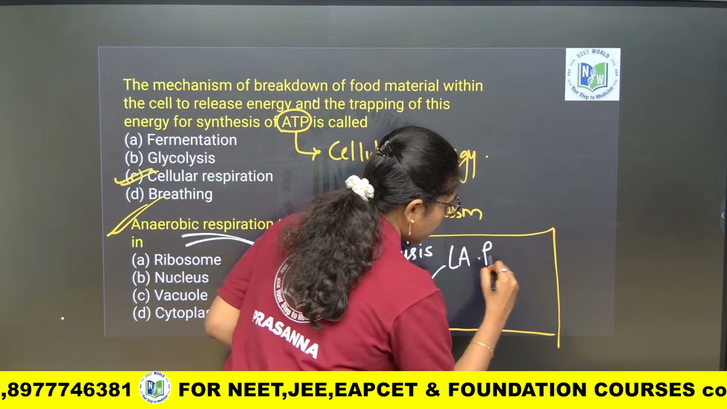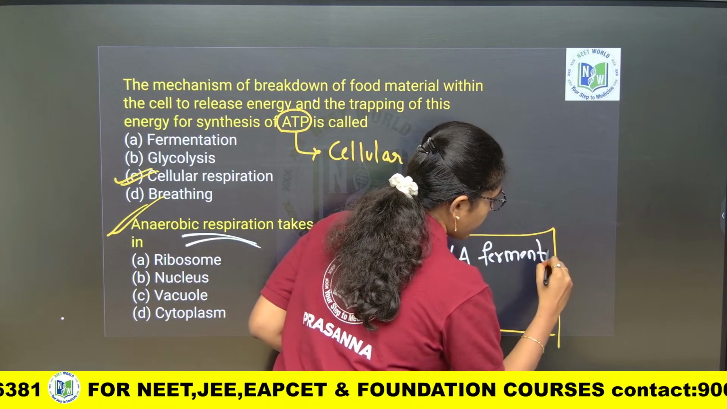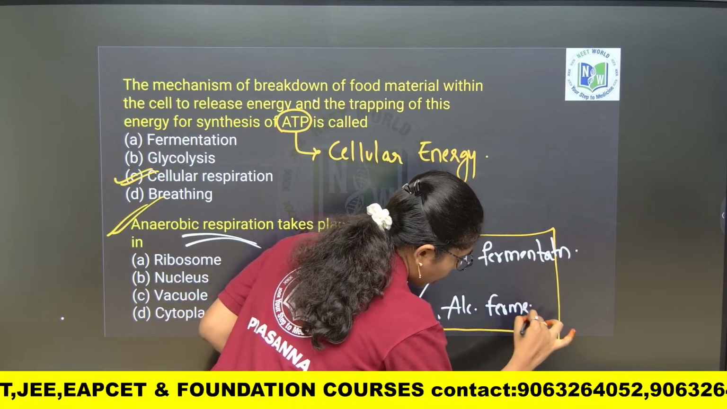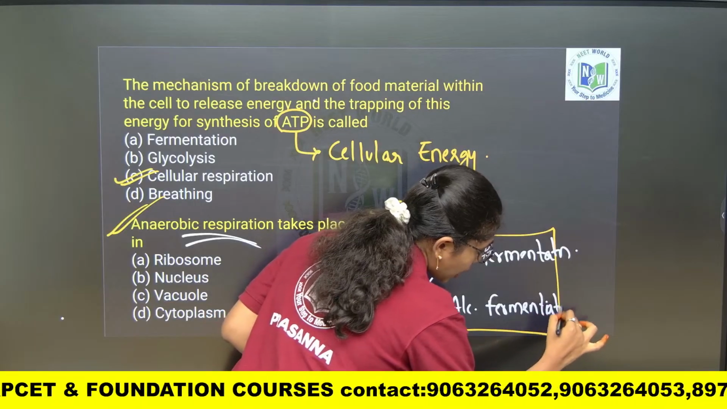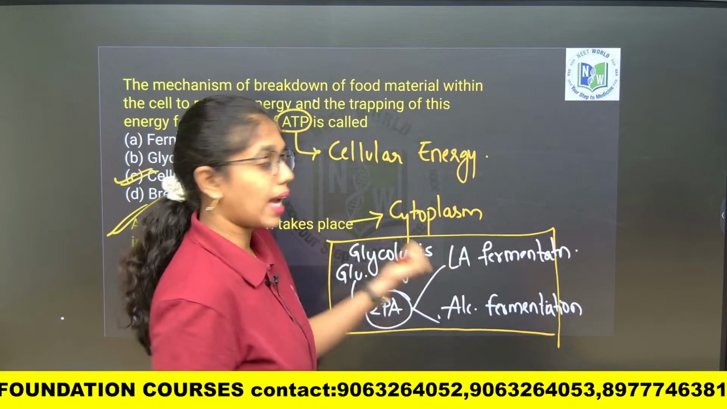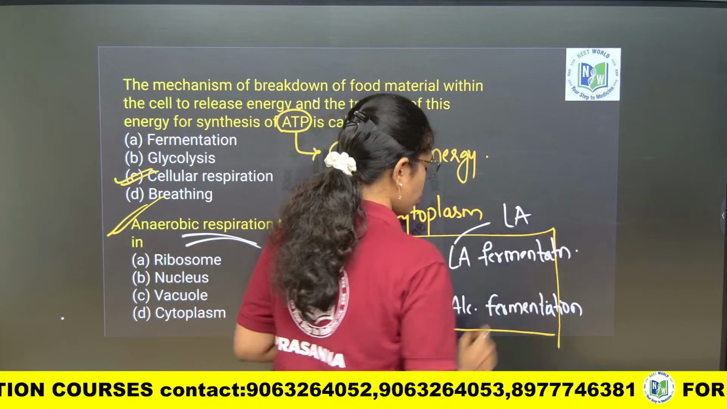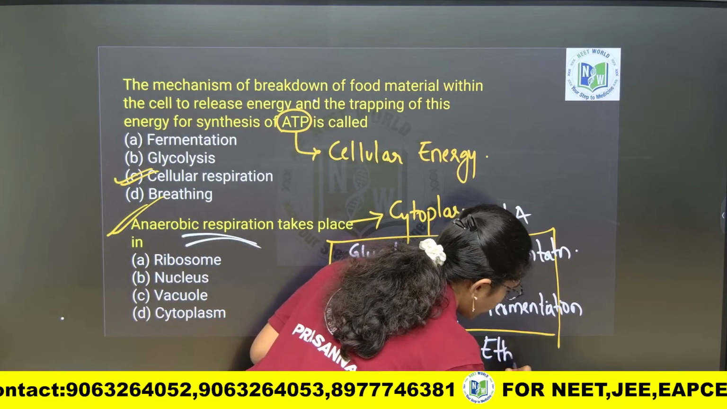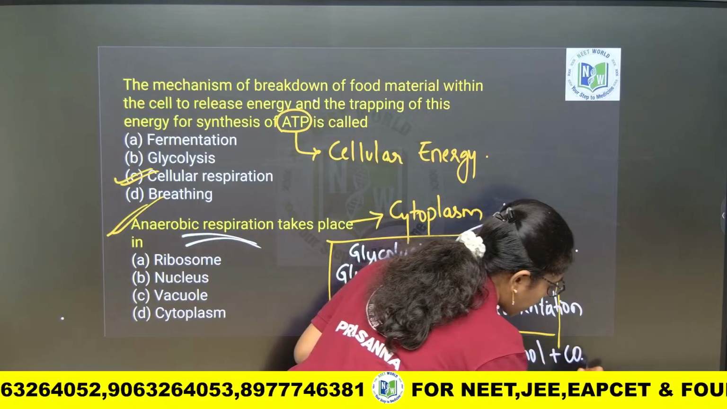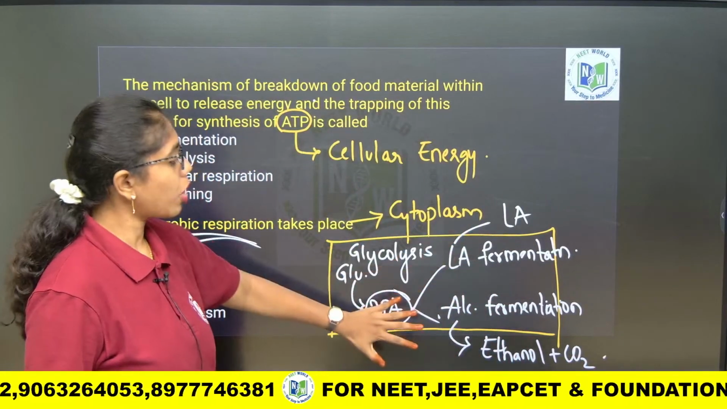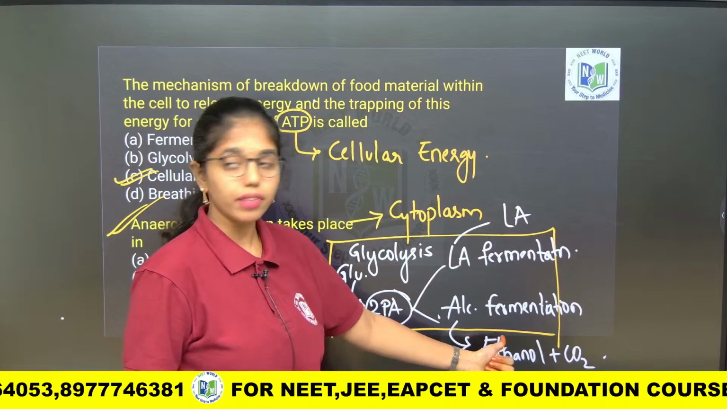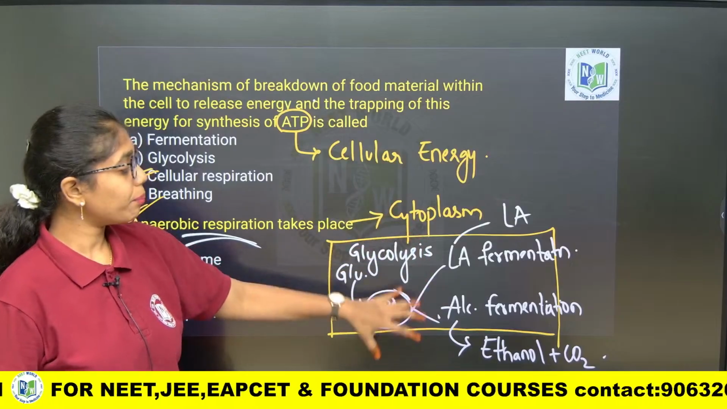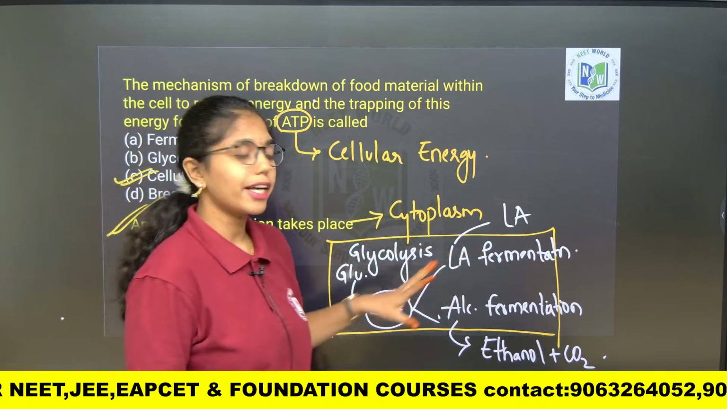And in anaerobic respiration 2 processes can happen, either lactic acid fermentation or alcoholic fermentation. In lactic acid fermentation, the end product will be lactic acid only. Alcoholic fermentation will form 2 products, ethanol and carbon dioxide. So this complete process, either alcoholic fermentation after glycolysis or lactic acid fermentation after glycolysis, completely happens within the cytoplasm only.